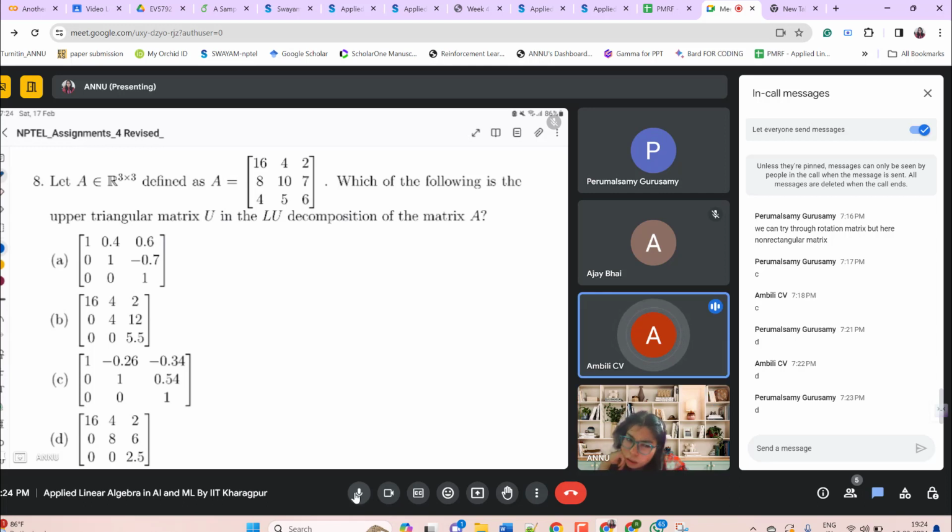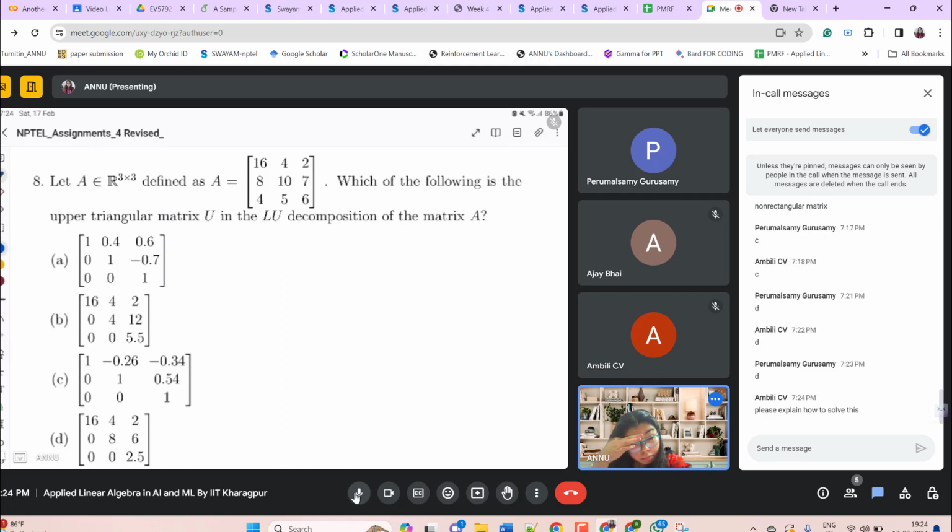Please explain how to solve it. Really, your voice is very noisy. I couldn't hear anything. Can you please type in the chat box if possible? Please explain how to solve this.